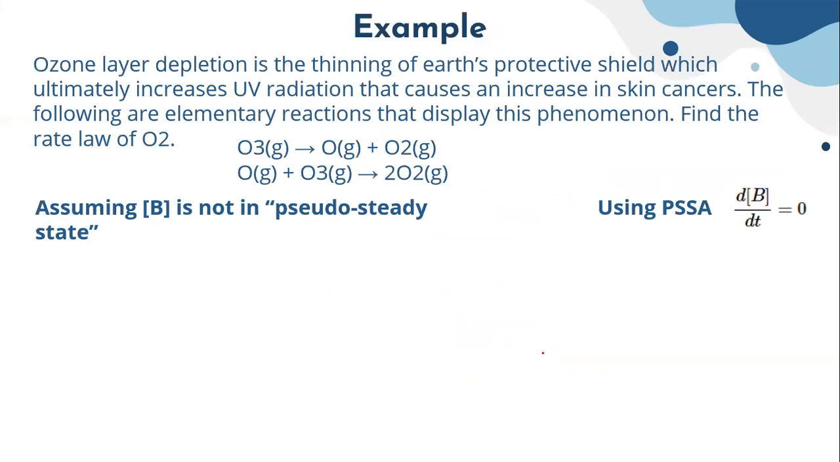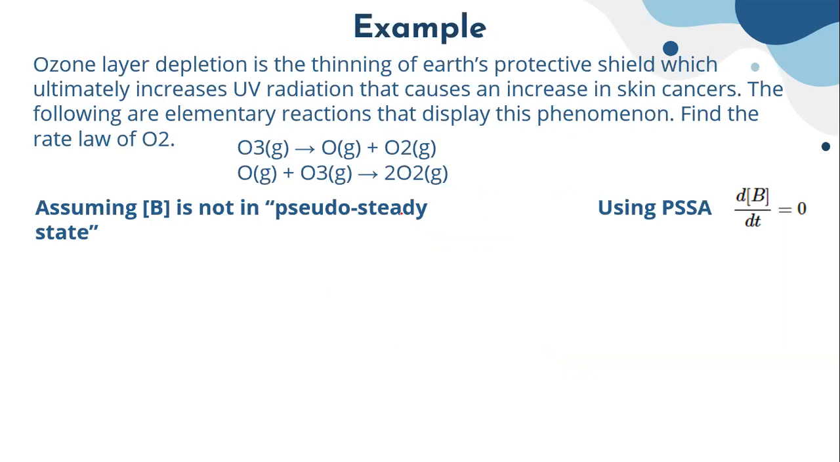Now, onto our example. My example here is about ozone layer depletion. The example reads: the ozone layer depletion is the thinning of Earth's protective shield, which ultimately increases UV radiation that causes an increase in skin cancers. The following are elementary reactions that display this phenomenon. Find the rate law of O2.